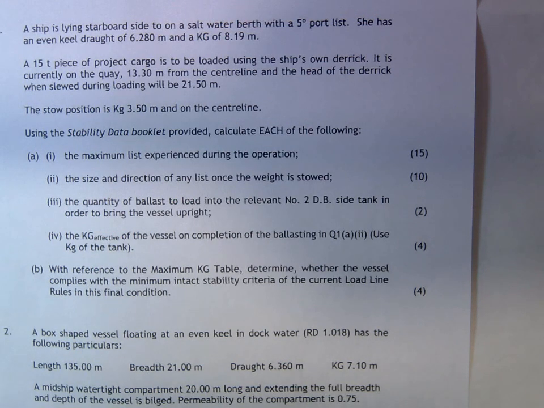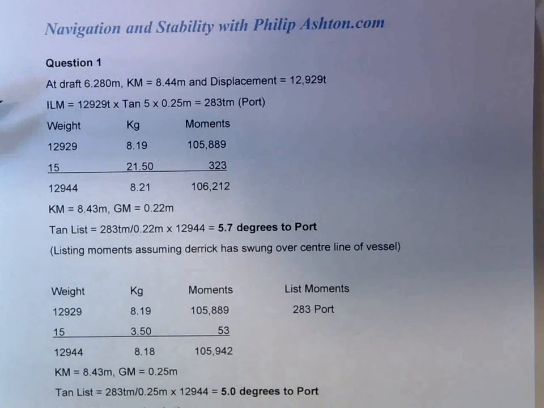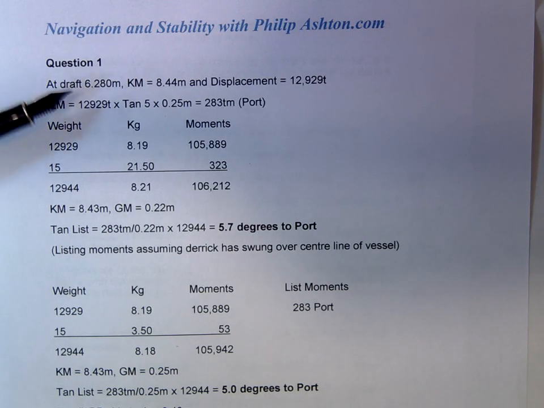Because we're holding the weight high up, our GM is being affected, and it would increase the list in excess of 5 degrees, even though it's on our centre line. Our angle of list will be more than 5 degrees because of course it's affected our GM. So we'll look at the calculation, go in the tables at the draft, get the KM and the displacement to work out our initial listing moments, 283 to port.